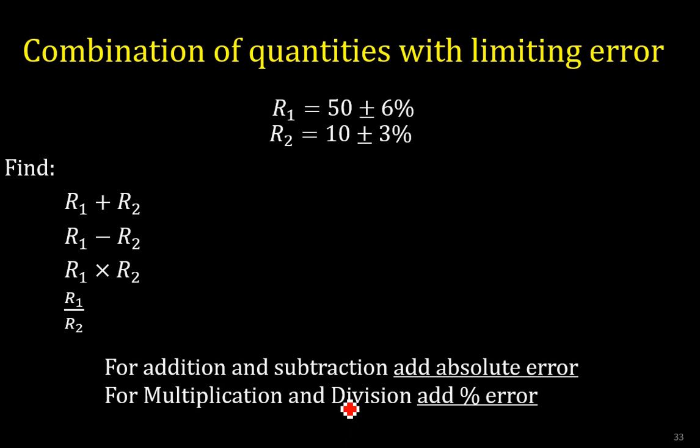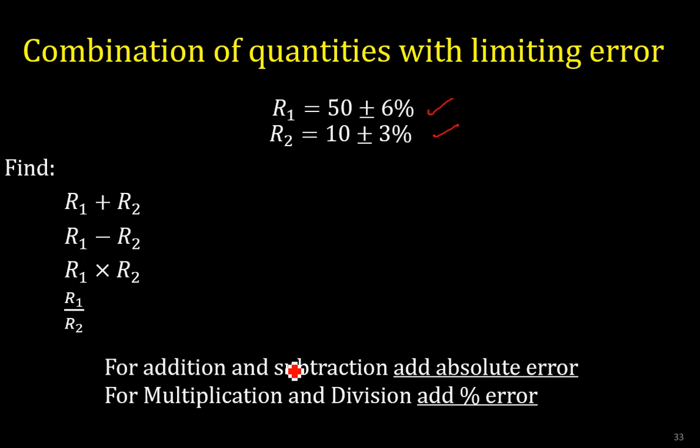You will get certain cases where you will be asked to find out combinations of different quantities with limiting error. You will be given the limiting error and asked to calculate different combinations. Say for example you have two resistors, R1 specified as 50 plus or minus 6%, and R2 is 10 plus or minus 3% ohms. You have to find R1 plus R2, R1 minus R2, R1 into R2, and R1 by R2.